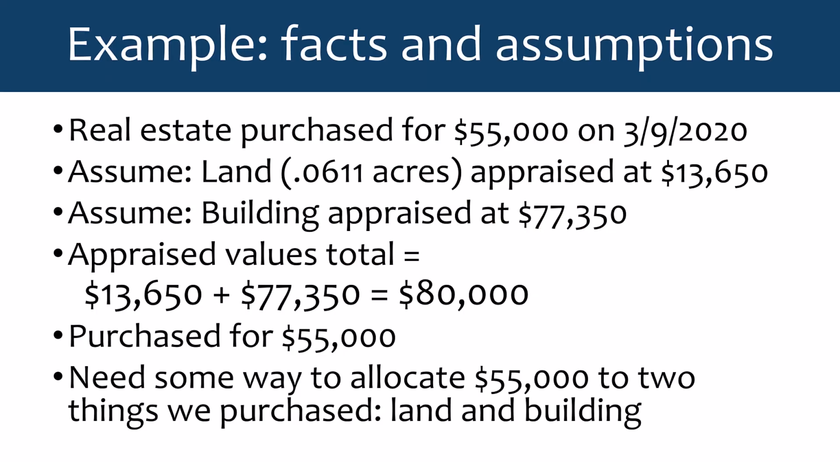So let's go over some facts and assumptions. We're using some facts, and where we don't know, we're making some assumptions. So the real estate was purchased for $55,000 on March 9th. Let's assume that the land is appraised at $13,650. Let's also assume that the building appraised at $77,350. So if we add those two appraised values together, it totals $80,000. But the purchase price was $55,000. We need some way to allocate $55,000 to the two things we purchased, the land and the building.